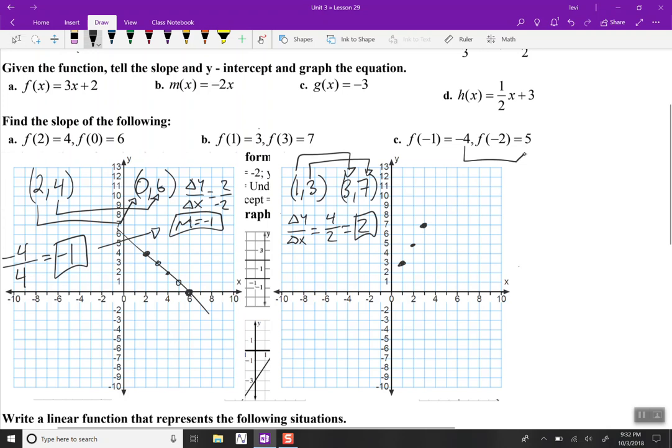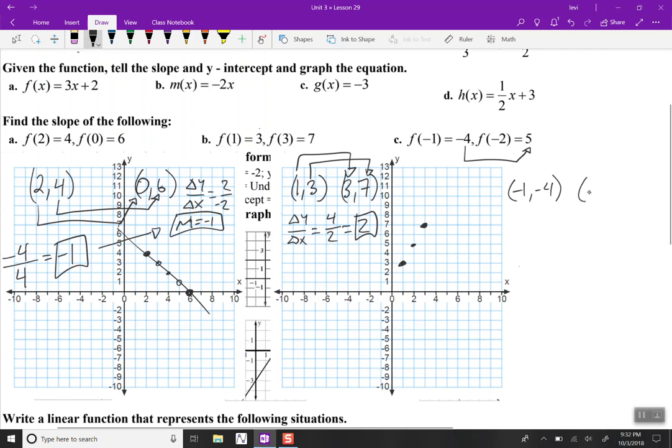C, from negative 4 to get to 5. Hope I don't confuse you. This is the point (-1, -4), and this second one, f of negative 2 equals 5, is the point (-2, 5). So change in y over change in x. Change in y from negative 4 to go to 5, we're going up 9. From negative 1 to go to negative 2, we're going down. We're going to the left, right? So negative 1, so that's the same as negative 9.